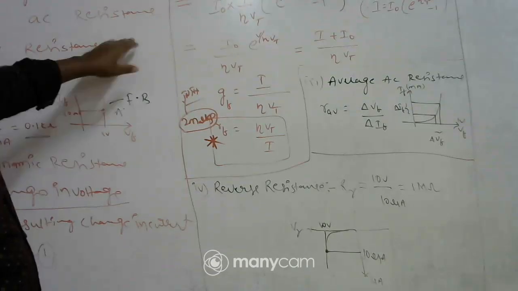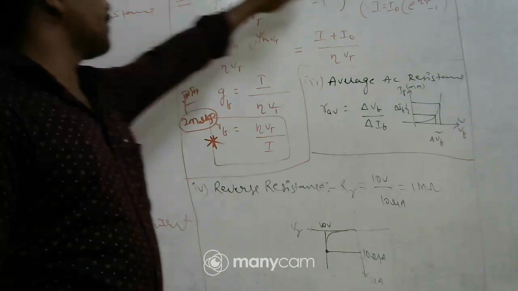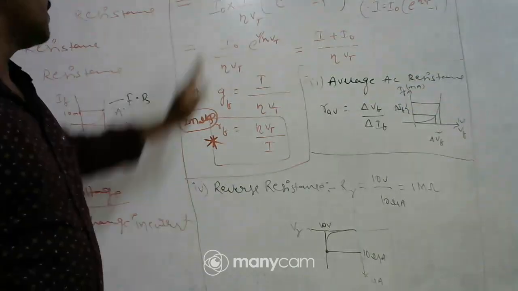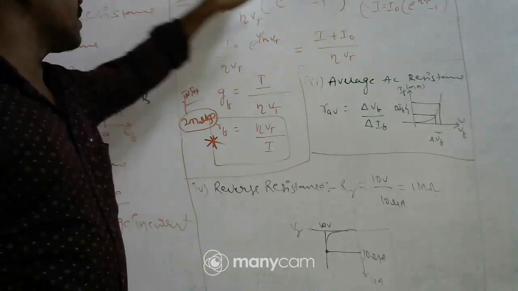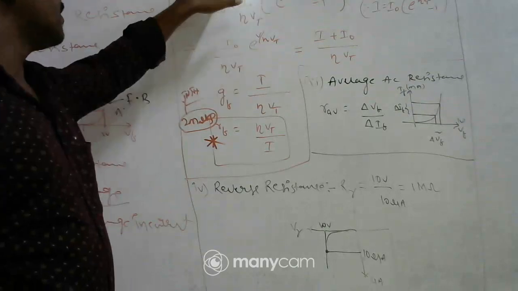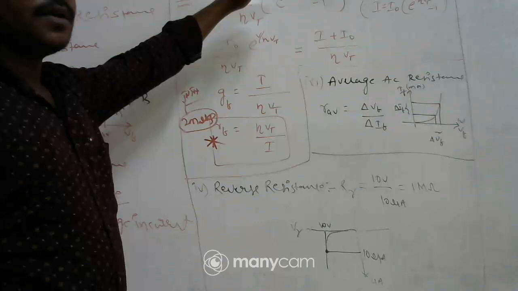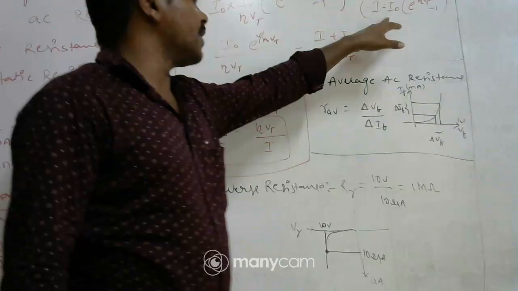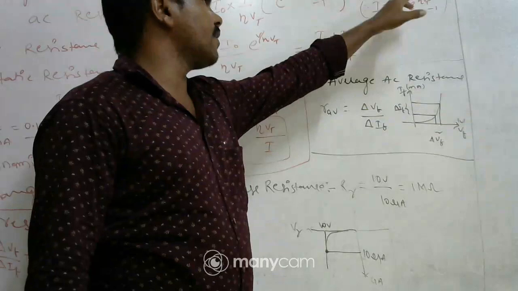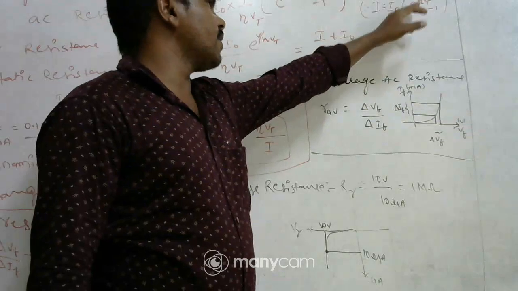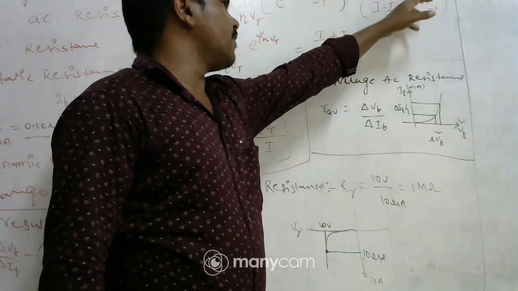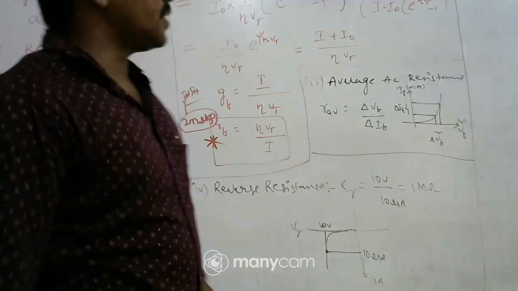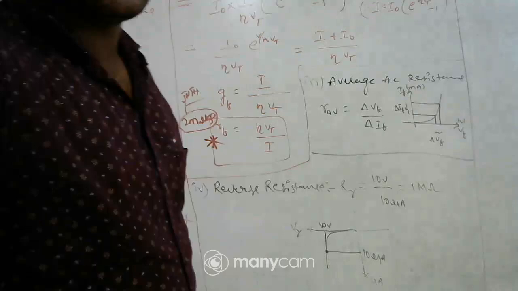If you remember the diode current equation, you will get the dynamic resistance, very important. The current through the diode is I is equal to I naught into e power of V by neta Vt minus 1. That is the important formula you can remember.